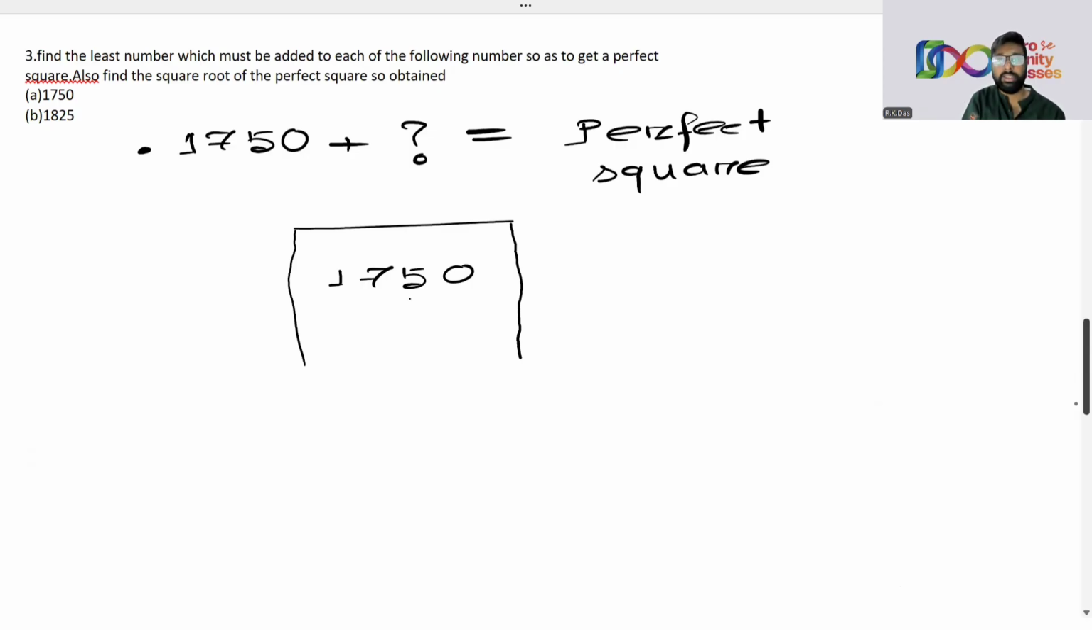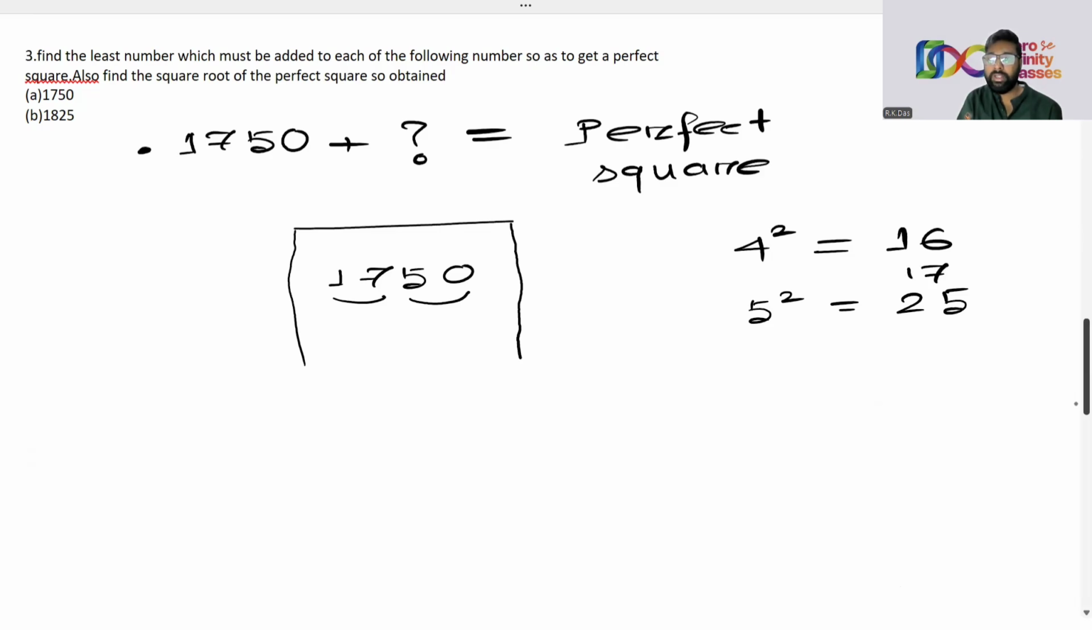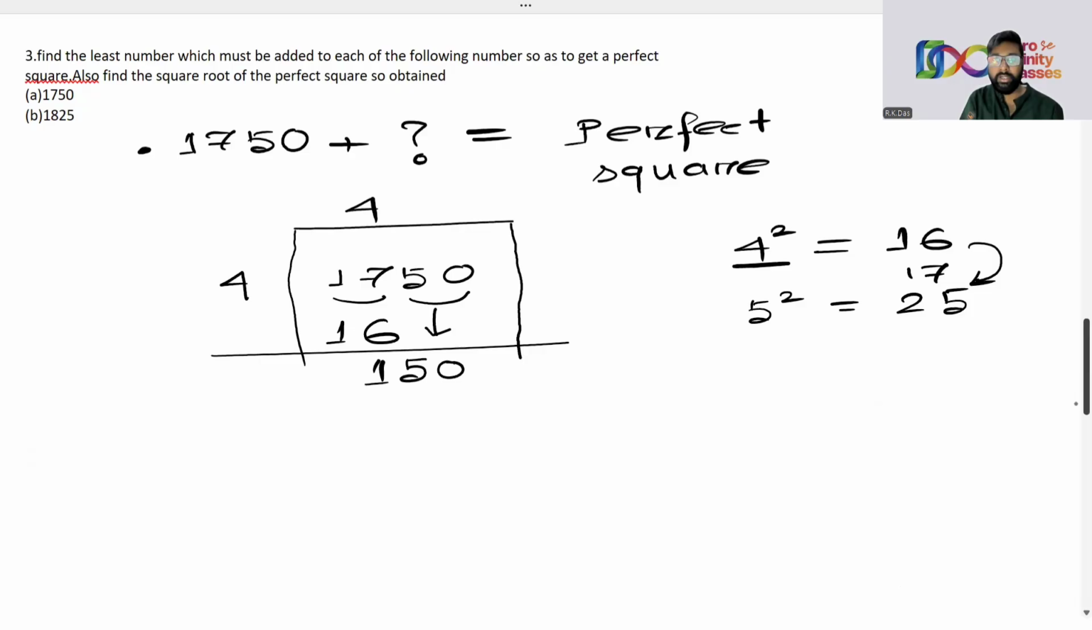Then I'm making pairs. This is a pair, and this is also a pair. Now we have to search 17. We have to see that 17 lies between 4 square, 16, and 5 square, 25. So 17 lies between 16 and 25. So in that case, we will take 4 square. So I'm writing here 4, 4 fours are 16. Now I'm subtracting 16 from 17, so that will be 1. Now I'm taking this pair, which is 50. So 150.